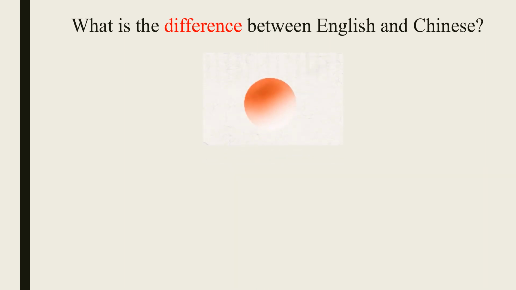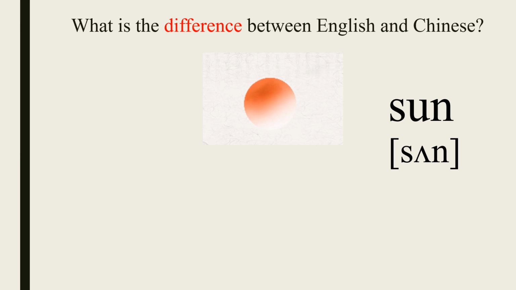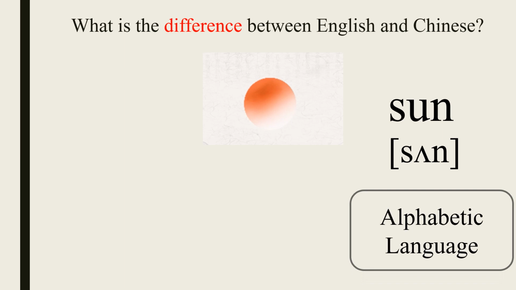Let's take the sun for example. In English, from the spelling "sun", we could know the pronunciation is "sun". This kind of language, where letters can represent the speech sounds, is called an alphabetic language, and English is a typical alphabetic language. On the other hand, in Chinese, the character for sun comes from the image of the sun.